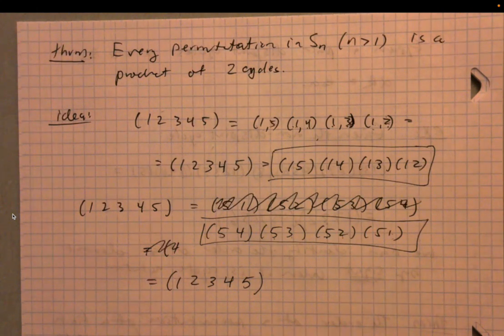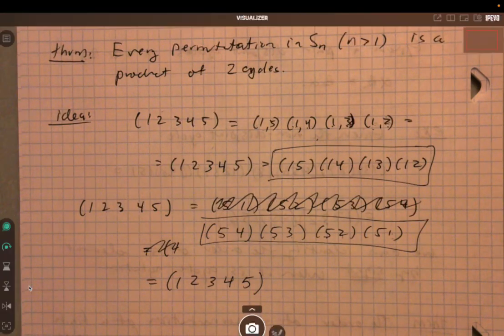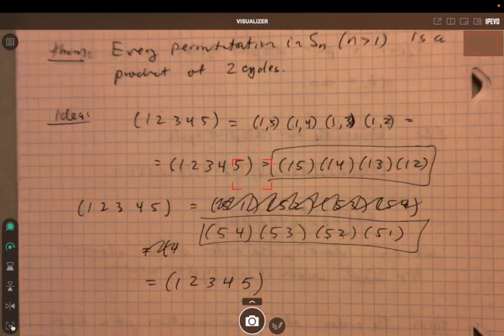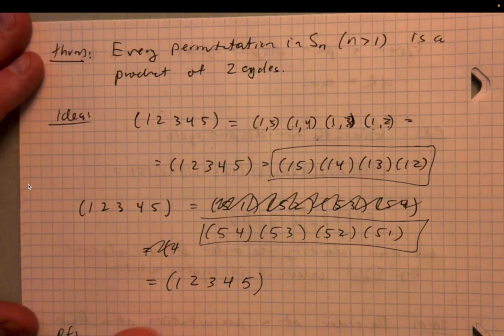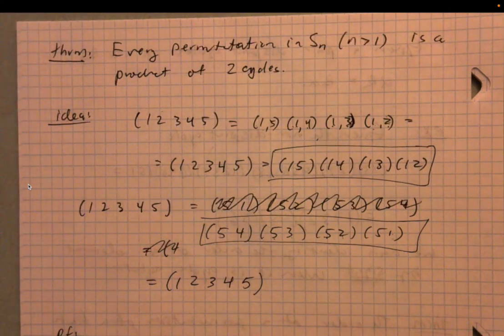Now what this theorem is saying is that every permutation in Sn, no matter if it's a simple one like this or a crazy one, can all be written as the product of 2 cycles. Okay. All right. Well, let's see how that works. Let's prove that. Let's write a quick proof here.